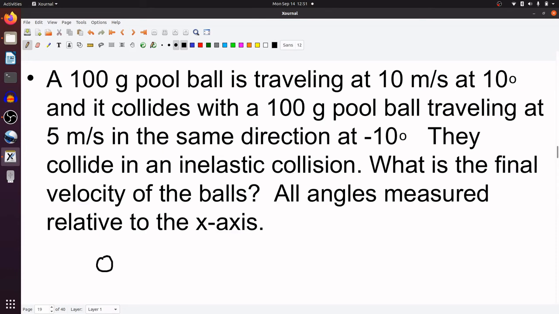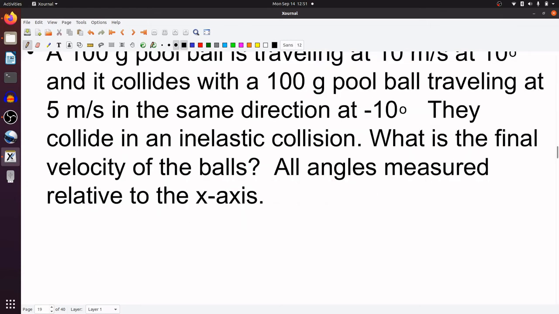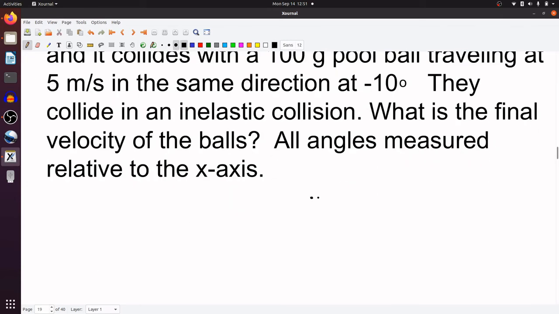We have a pool ball, and it's traveling, let's see here. I'm going to come down a bit to give me more room. Let's draw ourselves an x-axis right here. Here's my x-axis, this red line. All right, so here's my pool ball, and it's traveling at a negative, negative 10.